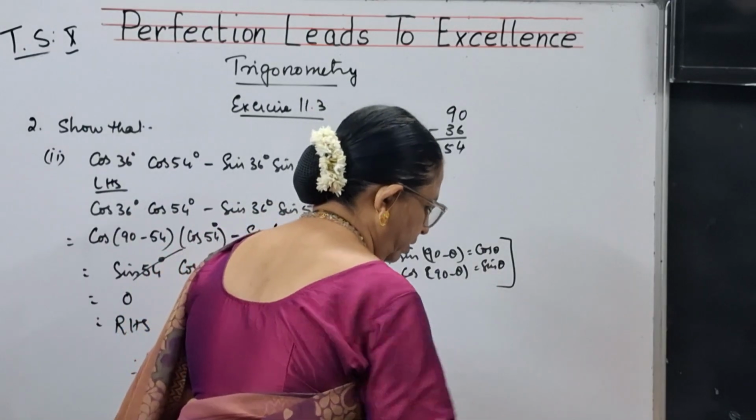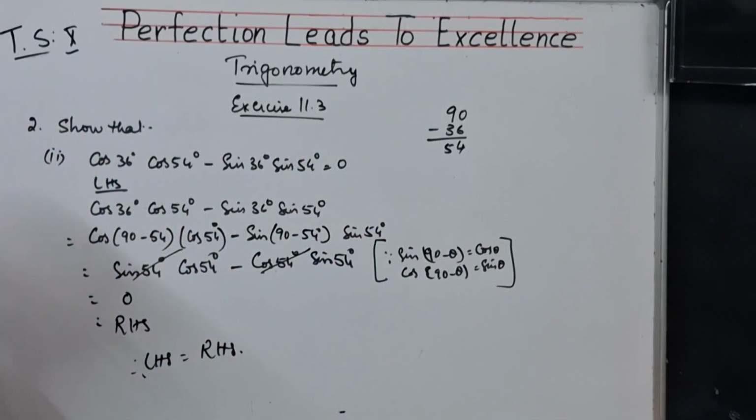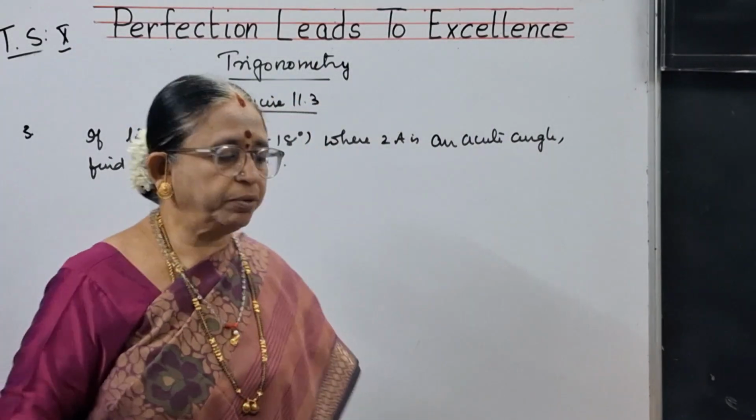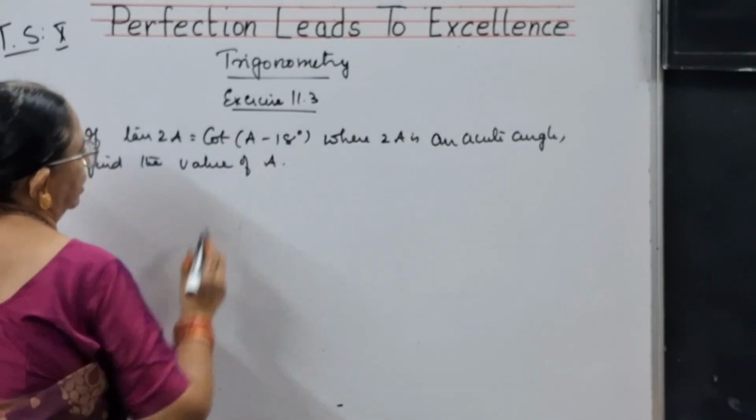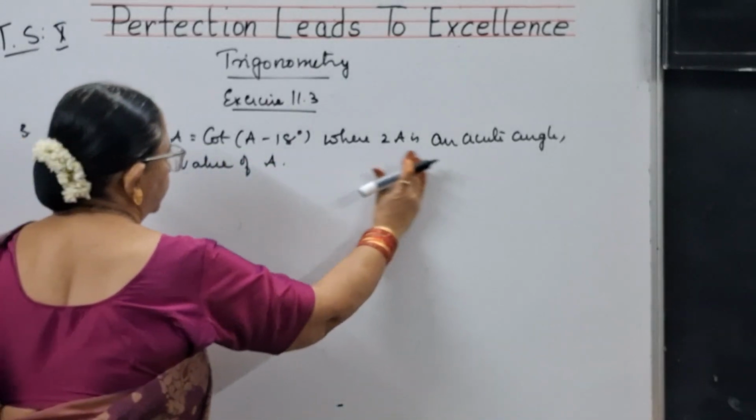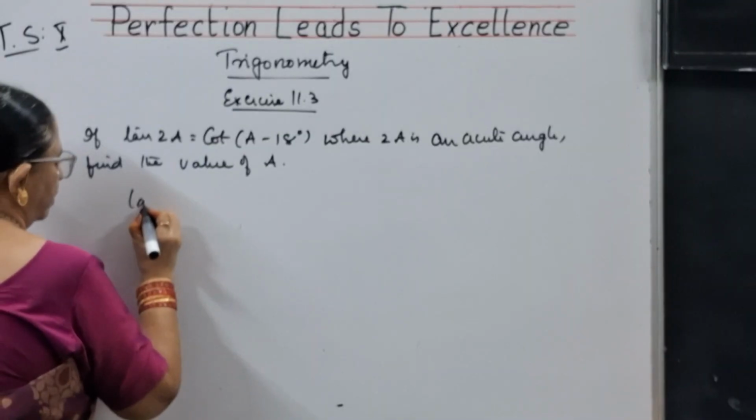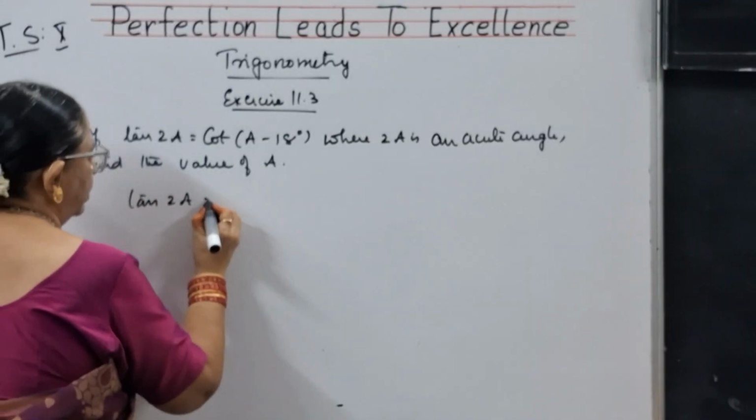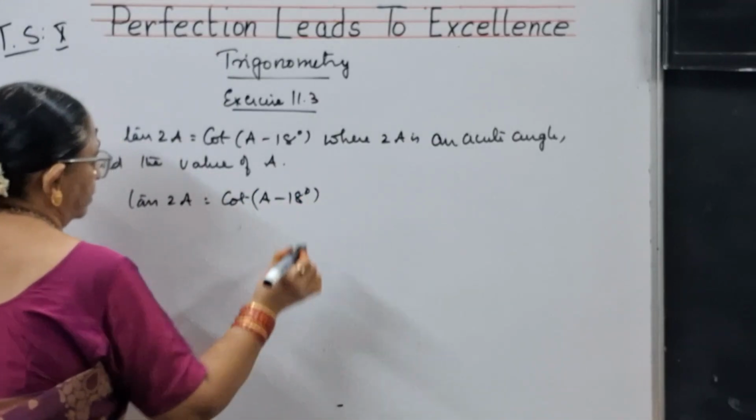0 is RHS. Therefore, LHS is equal to RHS. Write down this, children. This is the second problem. Now, third problem, children. If tan 2a is equal to cot a minus 18, where 2a is an acute angle, find the value of a. What is given? Tan 2a is equal to cot a minus 18 degrees.